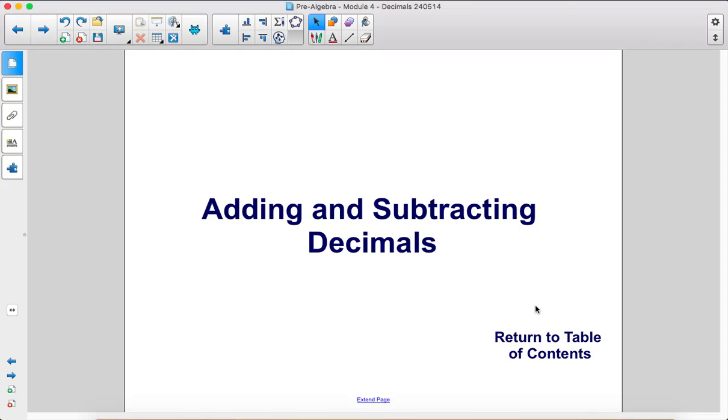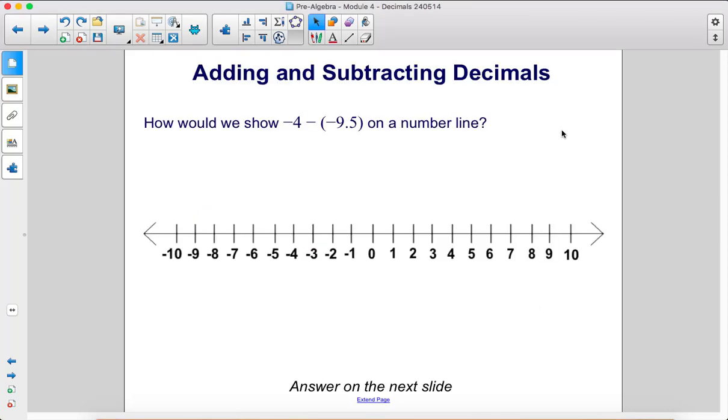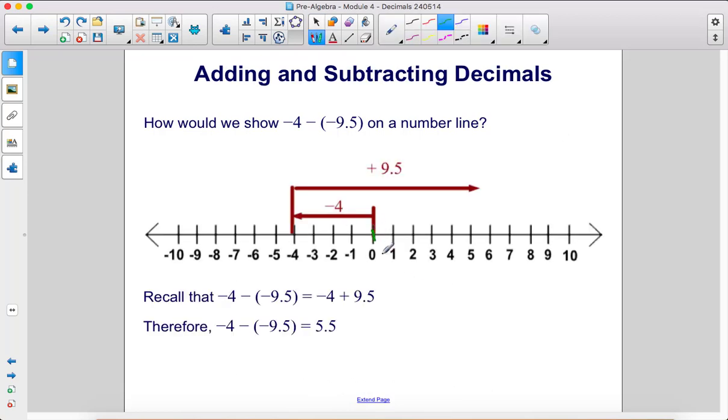Adding and subtracting decimals. How would we show -4 minus -9.5 on a number line? All right, so we start here at 0. We move to the left 4 spots for -4. Then remember that subtracting a negative number is the same thing as adding a positive number. So then we're going to go 9.5 spaces to the right, ending up at 5.5.